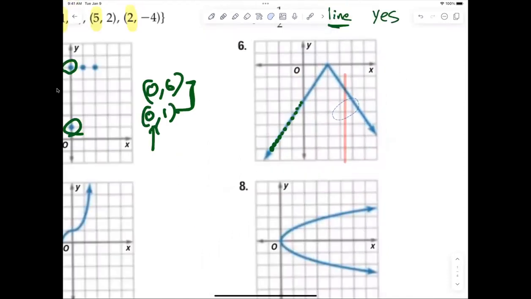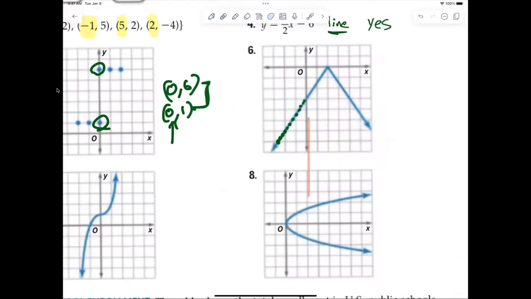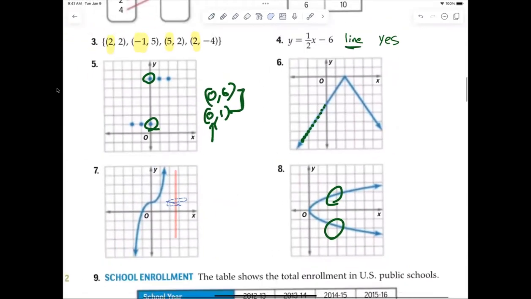Right, now look at this one, number 8. Eyes up. Is this a function? I want to hear from you. Is that a function? No, exactly, because it touches here and here. So that's what the vertical line test says: it touches at only one point. Over here, is 7 a function?